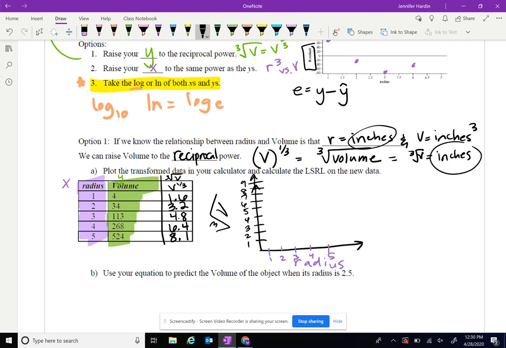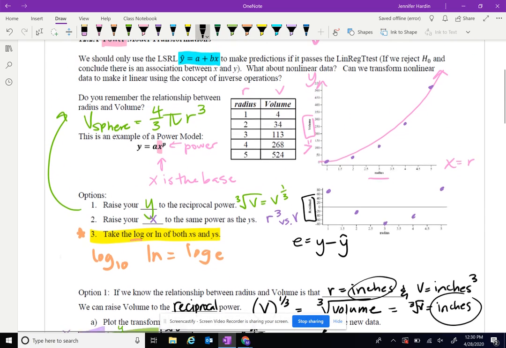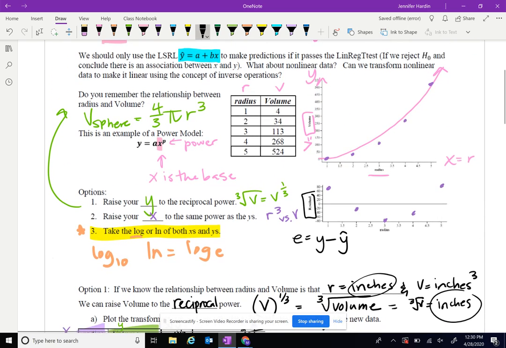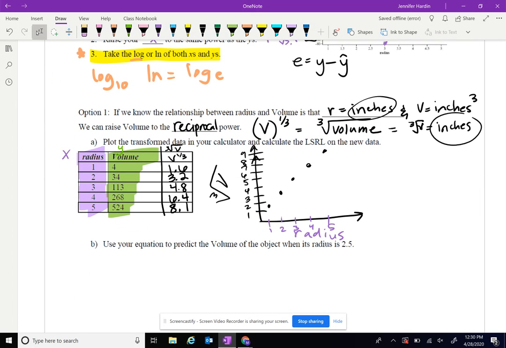And I go through and do a scatter plot of this data, 1 and then 1.6. 2 is about 3.2. 3 outputs 4.8. 4 outputs 6.4. 5 outputs 8.1. We no longer have that same looking curve, right? Much more linear than the data that we had to start with. So that's what we call a transformation to make our power model become linear.